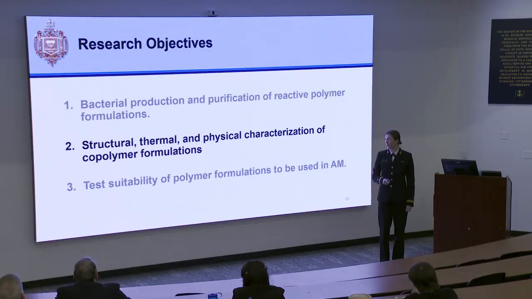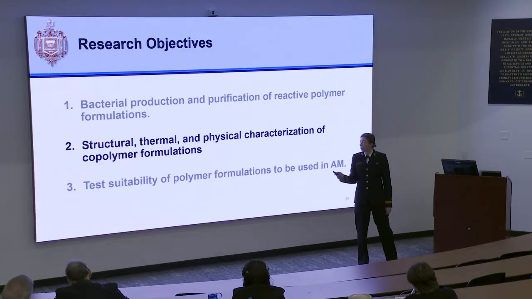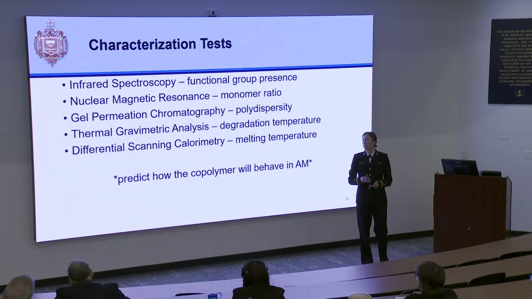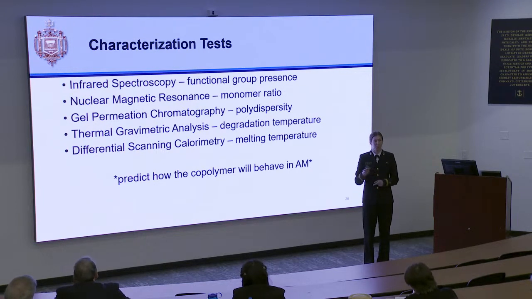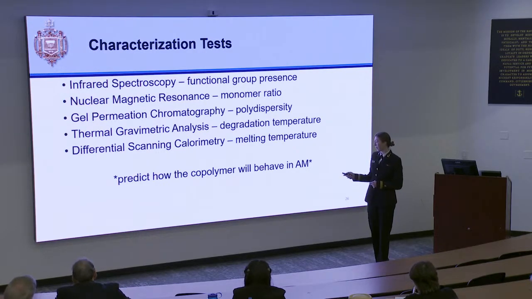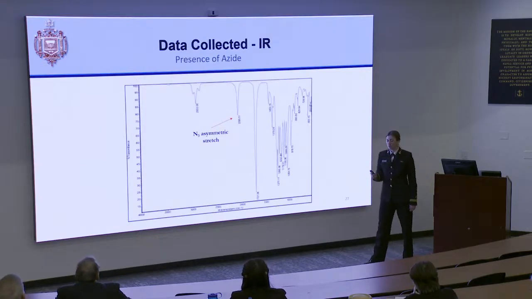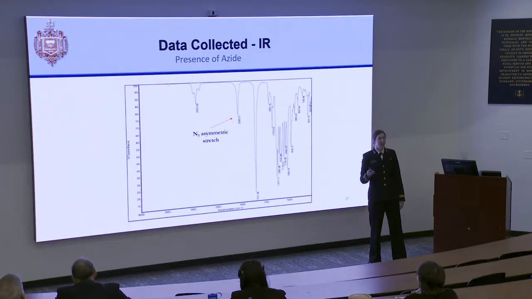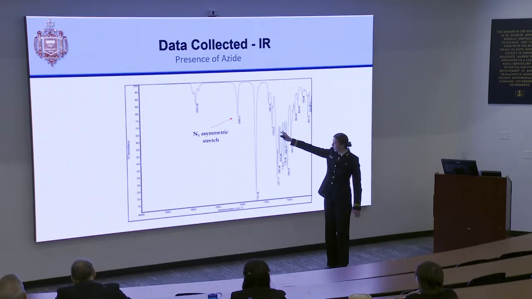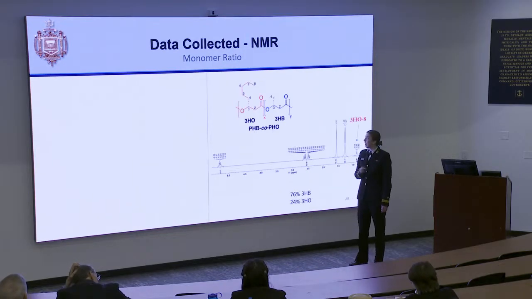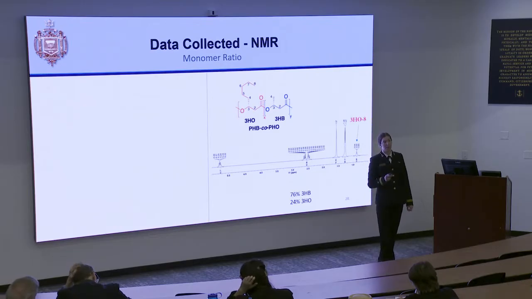Next, our next objective is to characterize this polymer. So we have 5 different instruments that we used to characterize its thermal, physical, and structural properties. And basically all of this data was used to predict how the polymer will behave when it is heated and extruded in additive manufacturing. So first is infrared spectroscopy. This was used to confirm the presence of the azide in the polymer based on this peak right here at 2095 inverse centimeters.